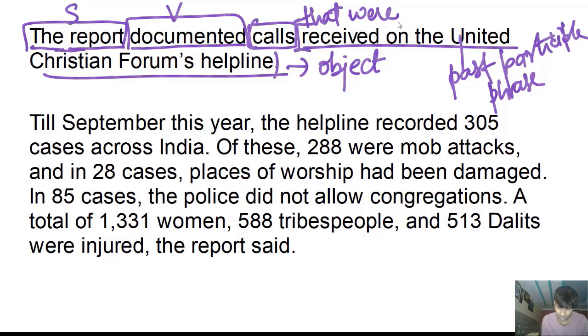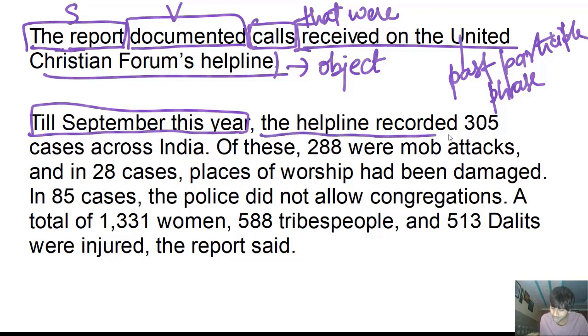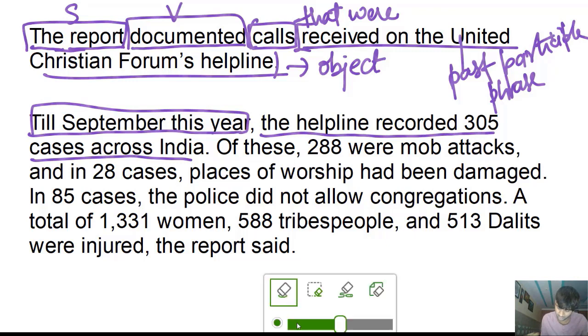Okay. Till December this year, so it's an adverb phrase. It will refer to the time. Till preposition September. Sorry, I said December. My bad. September this year. All right. So till September this year, the helpline recorded 305 cases across India. Let's remove everything first of all.